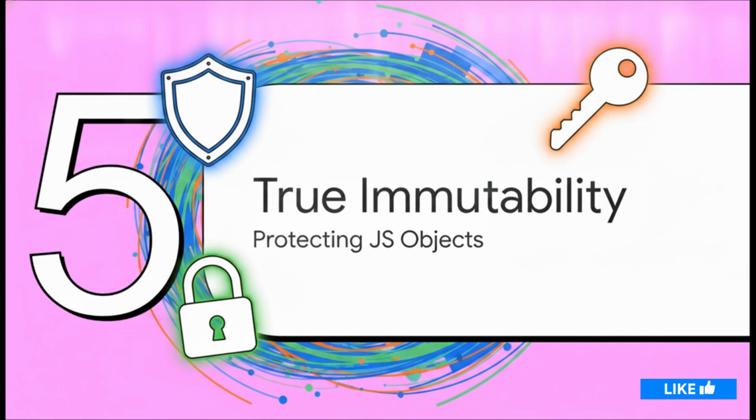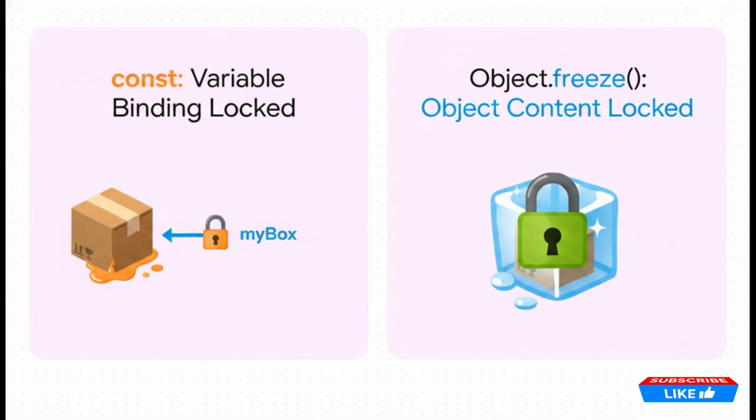So how do we fix this? Let's dive into Section 5, Achieving True Immutability. The hero of this story is object.freeze. Let's compare these two concepts directly. While const only prevents you from reassigning the variable identifier, object.freeze actually targets the object itself.